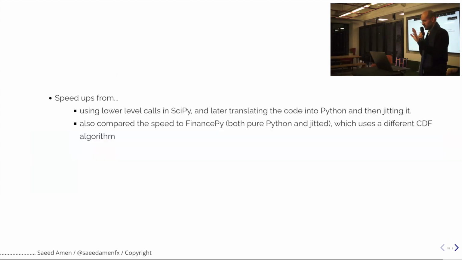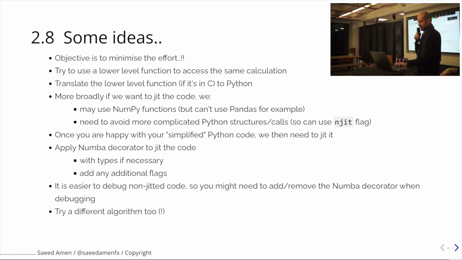So I guess we looked at several different ways of speeding up. So one was using lower level calls in SciPy, later translating the code into Python and then JITting it. Also, we compared it to a different algorithm for doing the CDF as well. I guess the objective is we want to minimize the effort and make it as fast as possible. But as you've seen, it does take a bit of elbow grease to speed up these things. But here are a few prescriptive ideas in terms of what we did. So trying to use a low-level function to access the same calculation.